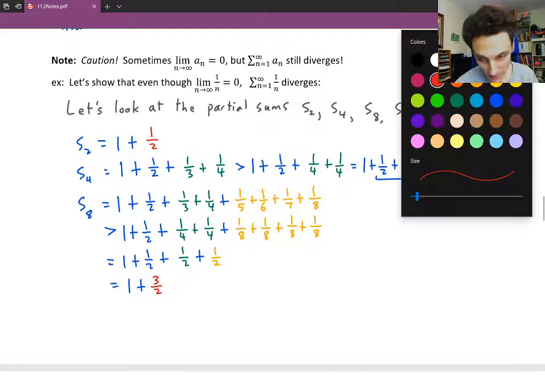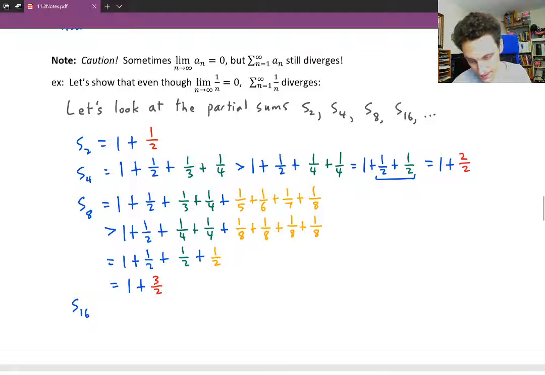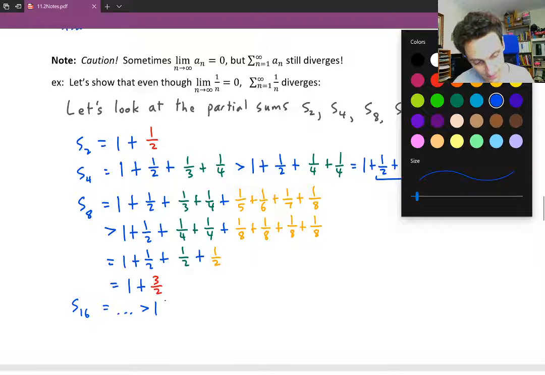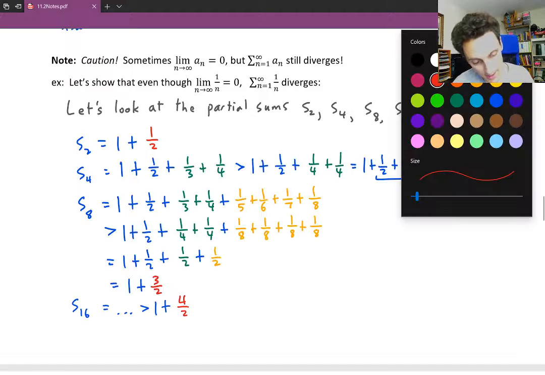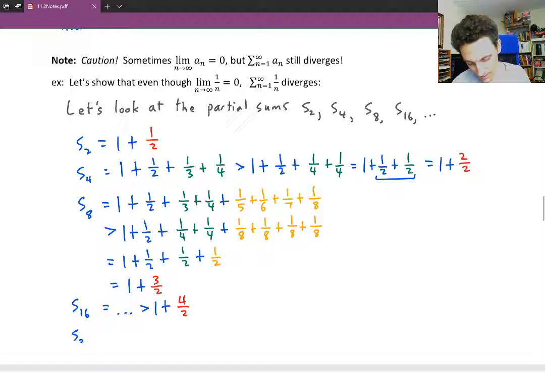Let me actually write up a couple more of these here. So we have S sub 16 equals, through this same process, something that's greater than 1 plus 4 halves. And then S sub 32 will give you something that's greater than 1 plus 5 halves, and so on.